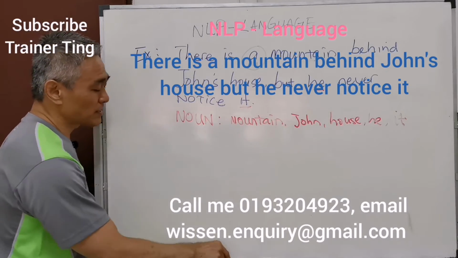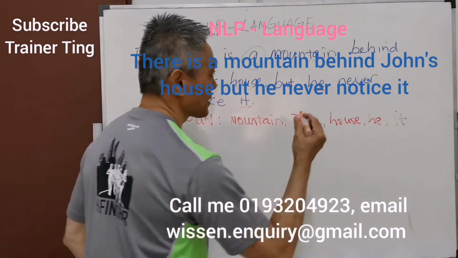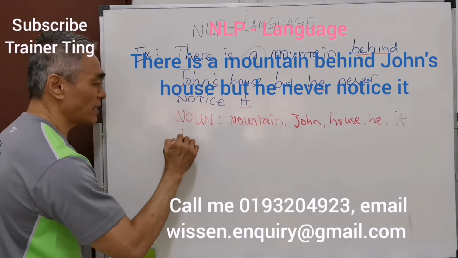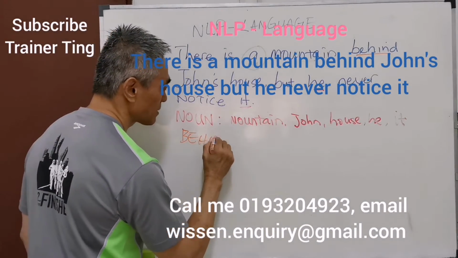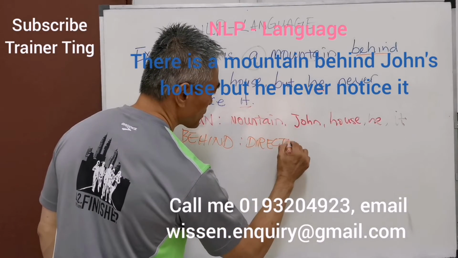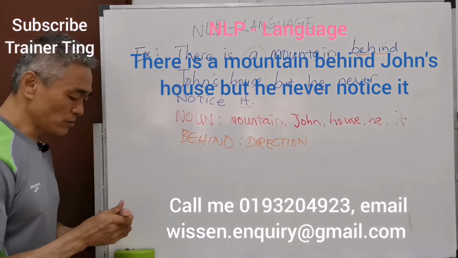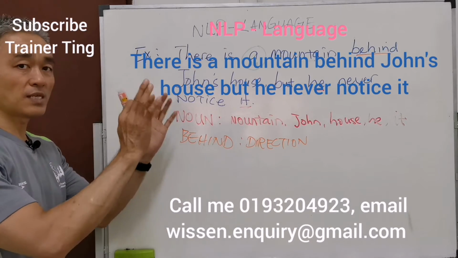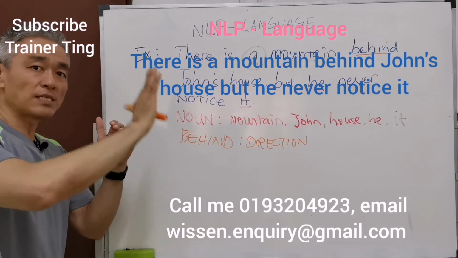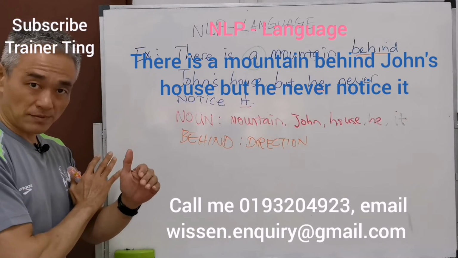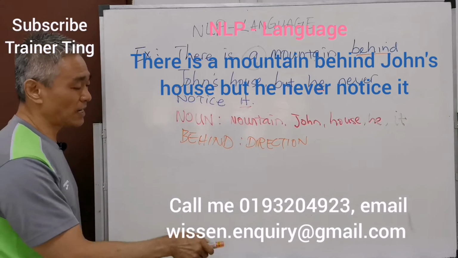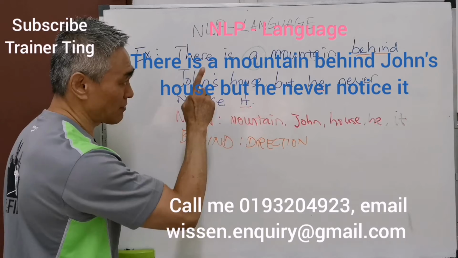And then we can also see another describing word, "behind". So what does "behind" mean? Behind is the direction of the mountain. We know that the house is sitting here, and behind the house there's a mountain. That mountain is not on the left, not on the right, and not in front of the house. So we know there is a mountain behind John's house.